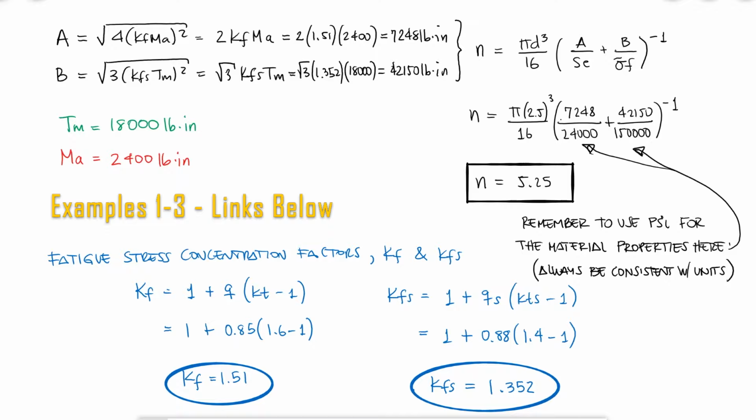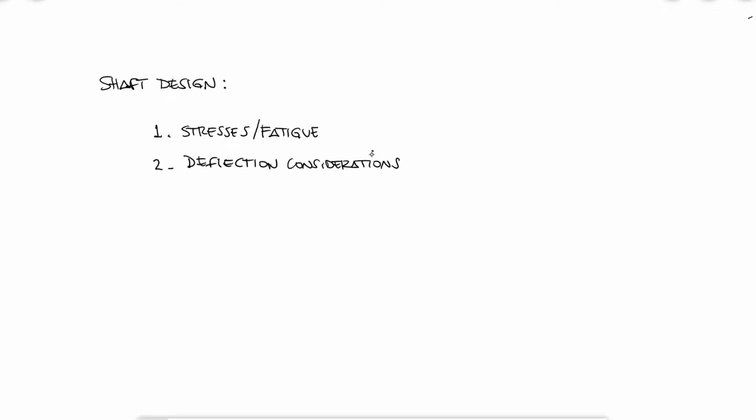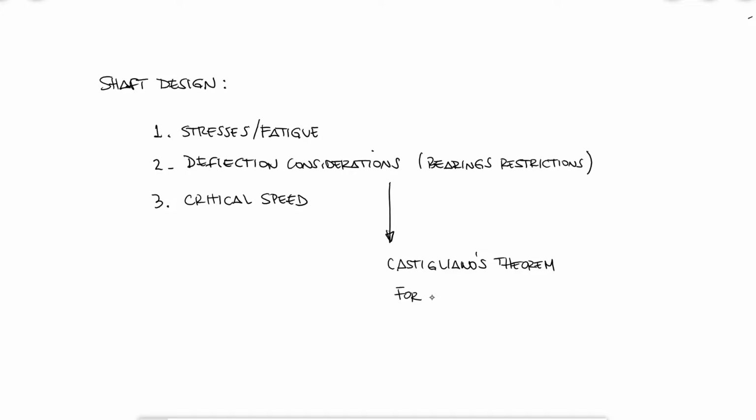Two important design limitations for shaft design are deflection considerations and shaft critical speeds. The first one is closely related to the types of bearings you use in your system and will therefore be studied when we cover bearings, link below. And it's mainly just looking at the deflection of the shaft using any of the deflection methods we already know, including Castigliano's theorem, link below too. Critical speeds will be the focus of a video related to natural frequencies, which affects other oscillating components, like for example springs.